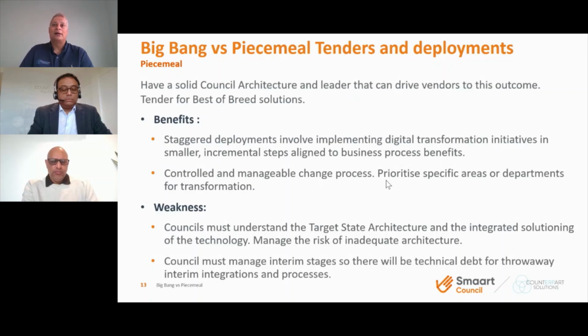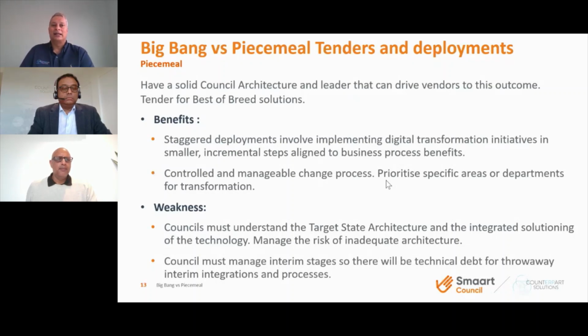The benefits are, by doing staggered deployments, we get quick wins. So we can do the transformation with lots of incremental steps. It's controlled. The change process is managed to the resourcing that's happening within council, and it can be prioritized for specific areas or departments that are needed for transformation. So there's some good benefits in this approach.